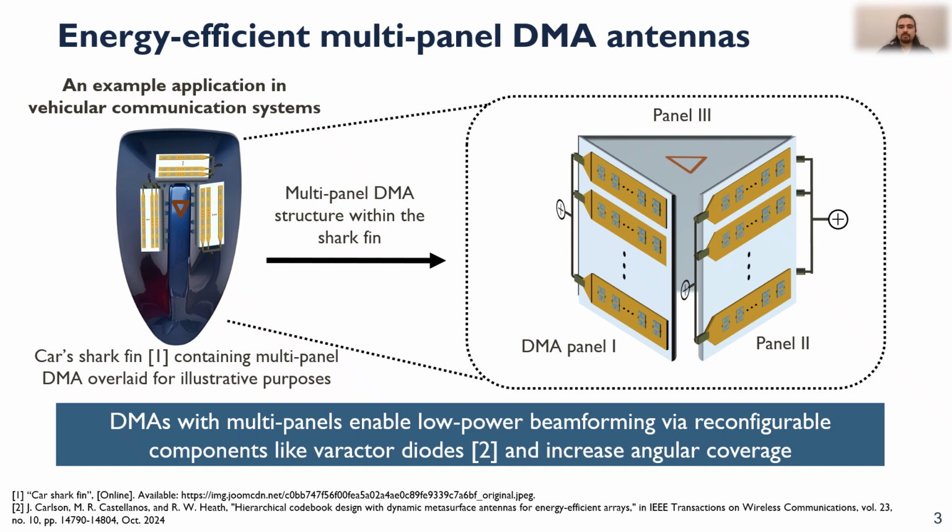In this work, we consider a DMA panel that is shown in the figure, and this kind of multi-panel increases the angular coverage. An example application in vehicular communication systems is given. Such an antenna array structure with multi-panels can be placed into the car's shark fin to enable beamforming and energy efficient communication for vehicular systems. So shortly, DMAs with multi-panel antennas enable low power beamforming as well as increase the angular coverage.